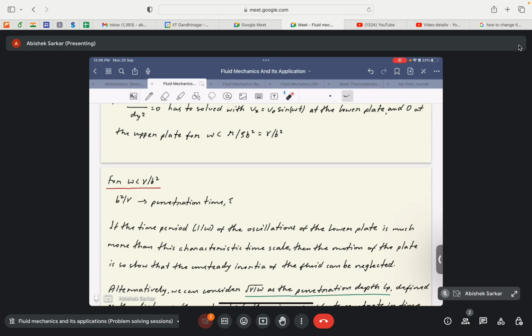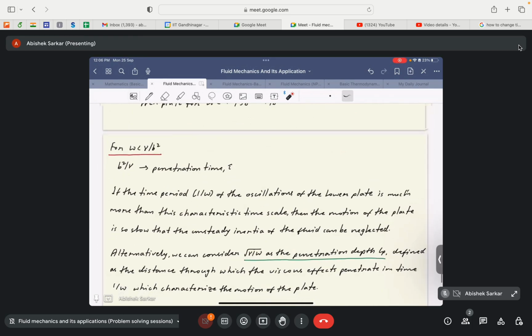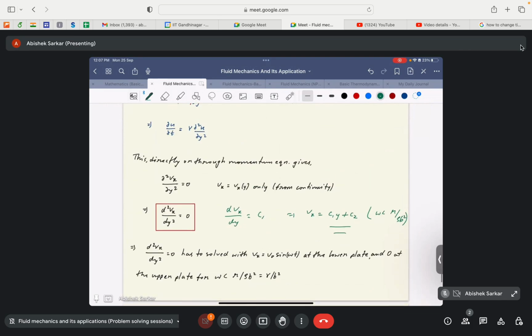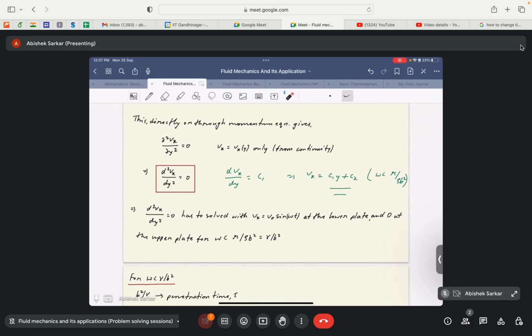Now, given that this is our governing equation, and since the solution of this equation is already known, we will not go on to solve it in detail. Let's just solve it. If we integrate it once, we get dVx by dy equal to c1. If we integrate it again, we get Vx equal to c1y plus c2. So the velocity profile will be linear, as we know, again emphasizing, given that omega is less than mu by rho b square. It would be linear, given that this is the case.